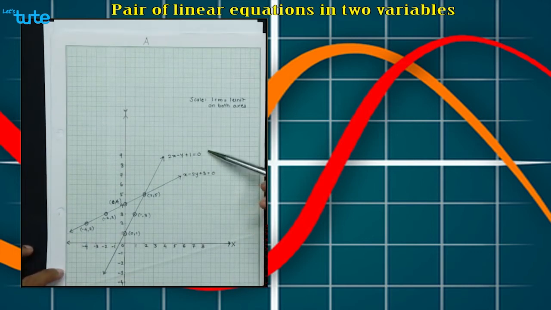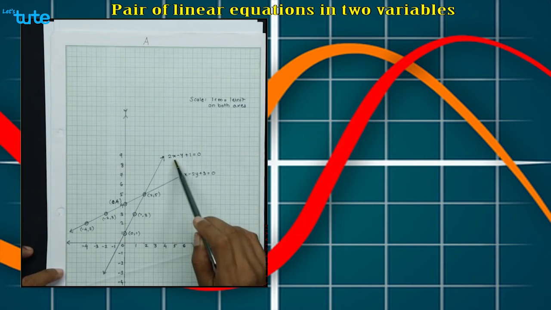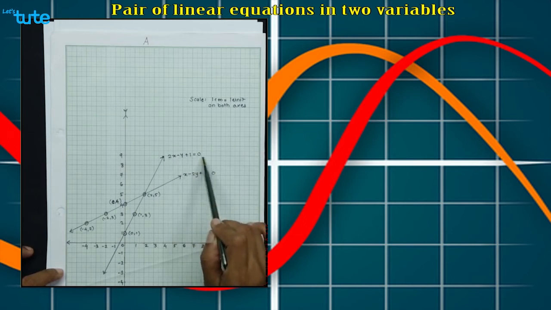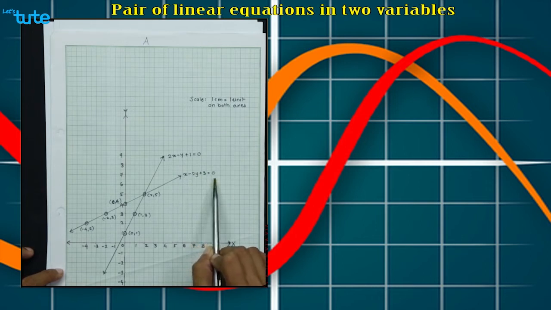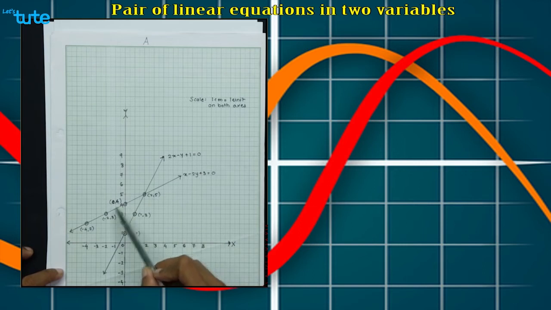This was the first line we had taken, 2x minus y plus 1 equal to 0. The second line we had taken was x minus 2y plus 3 equal to 0. All the points on the graph are already plotted. Now if we observe, what do we see here?